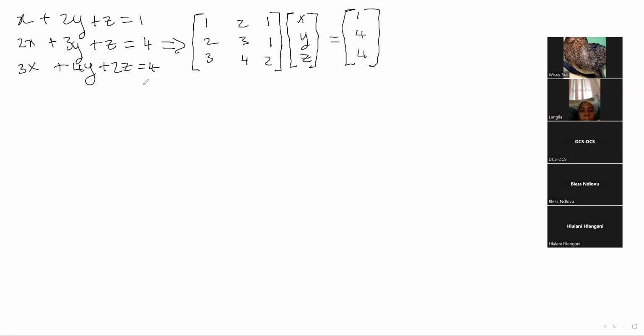So the question might be, say this is your A. The question might say, the inverse of the coefficient matrix, in this case 1, 2, 1, 2, 3, 1, 3, 4, 2, they might give you the inverse.